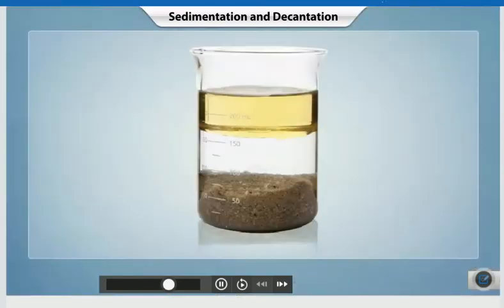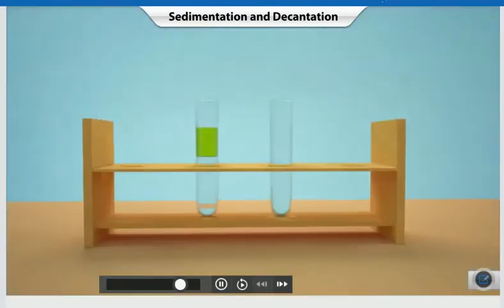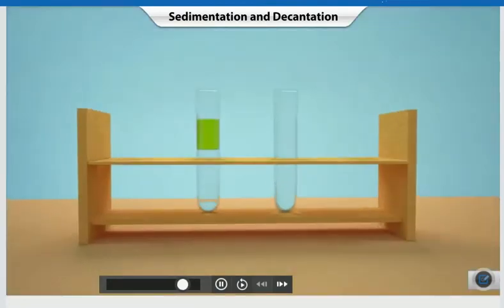Sedimentation and decantation methods can also be used for separating a mixture of liquids that don't mix with each other. For example, if you allow a mixture of oil and water to settle for some time, you will observe two separate layers of oil and water. Oil, which usually forms the top layer, can be separated by decantation.